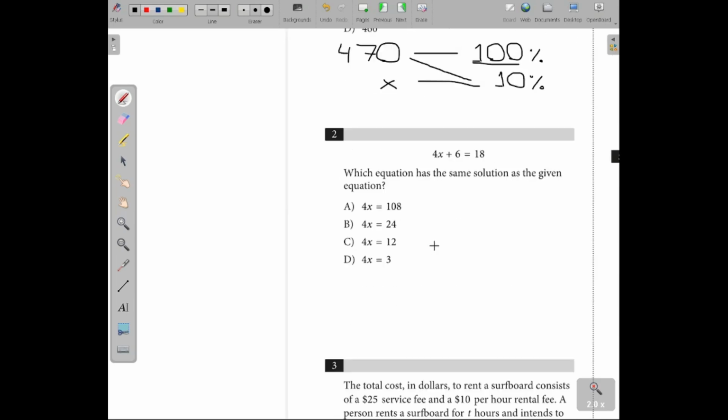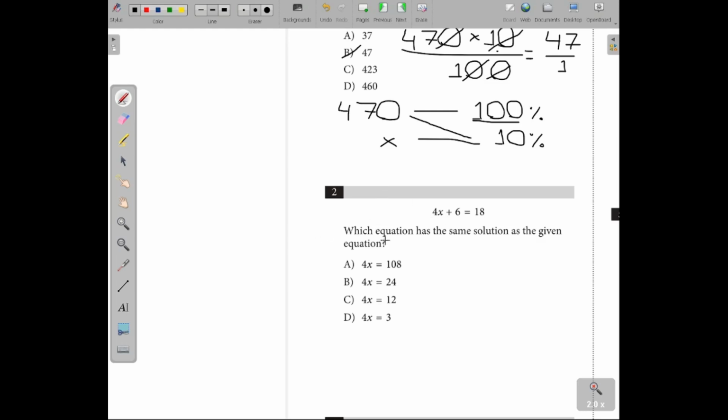Now for number 2. We have this equation and they ask us which equation has the same solution as the given equation. So we can solve this equation. Let's start to solve it. 4 times x plus 6 is equal to 18.